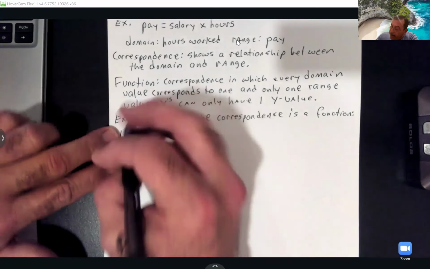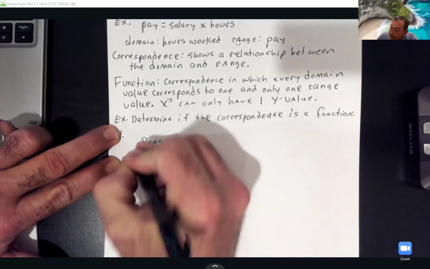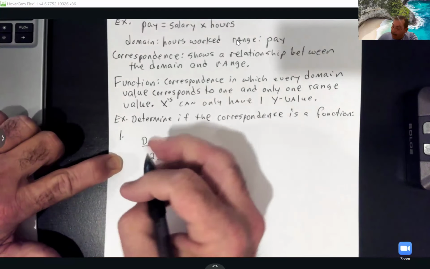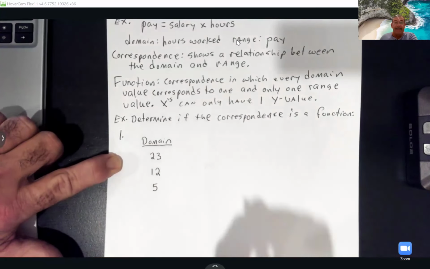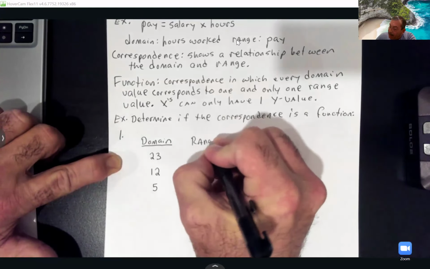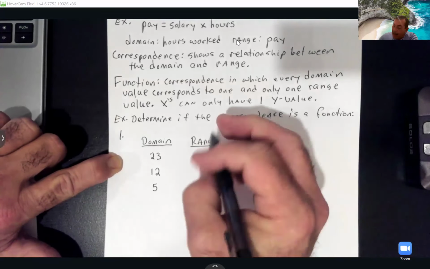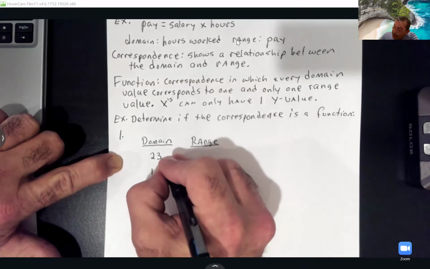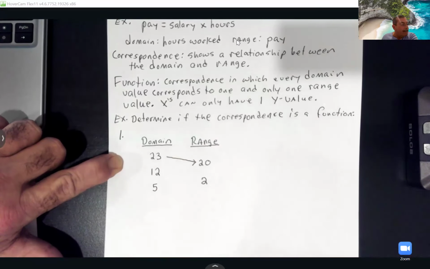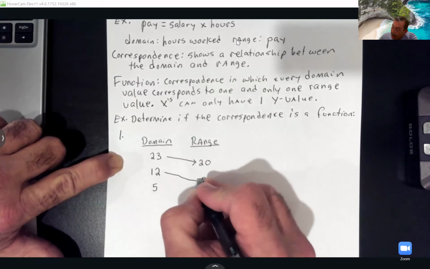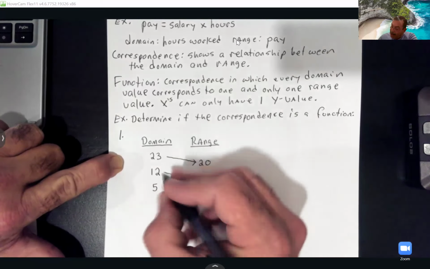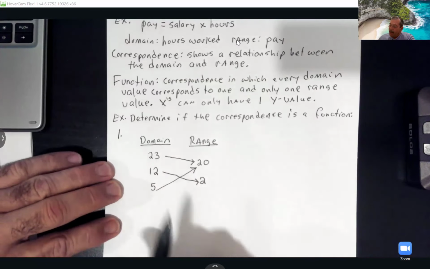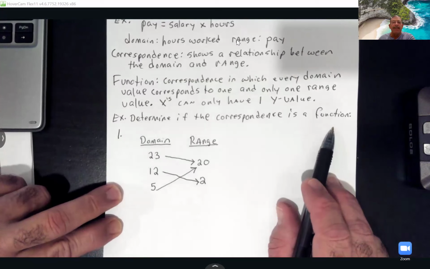All right, y'all. So let me see. This one, they got the domain on the left side. And under the domain, they got 23, 12, and 5. And then over here's the range. And they got 20 and 2. So let's see. The 23 points to the 20. 12 points to the 2. And this 5 points to the 20.